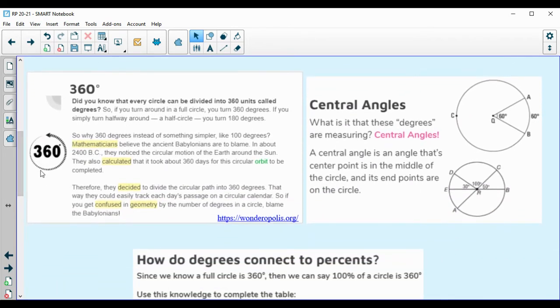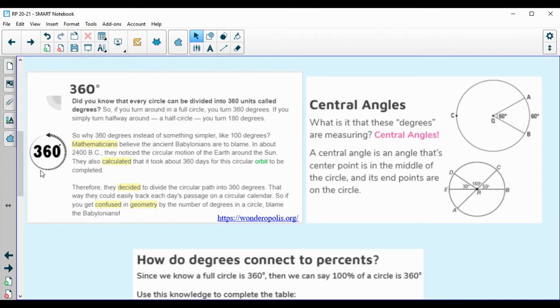You'll be hearing a lot about 360 degrees as we work on circles. Did you know that every circle can be divided into 360 even units called degrees? So if you turn around in a full circle, you turn 360 degrees. If you simply turn halfway around, a half circle, you turn 180 degrees.